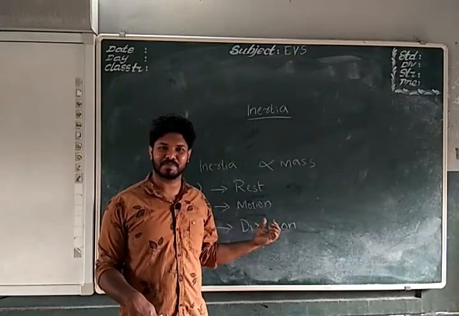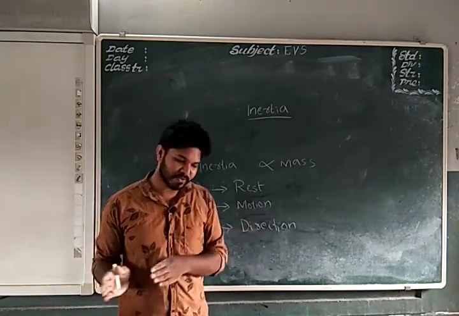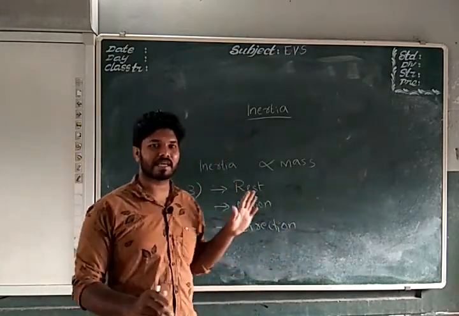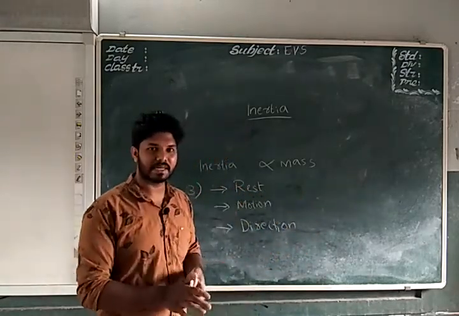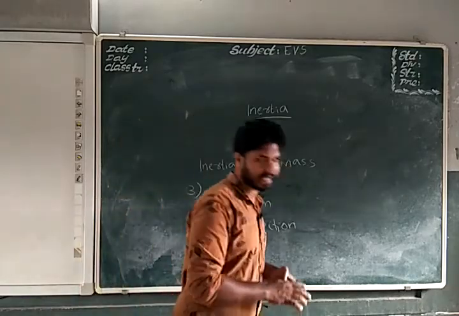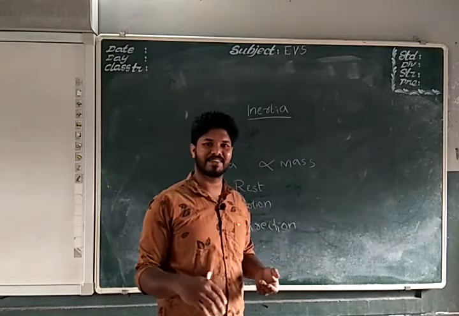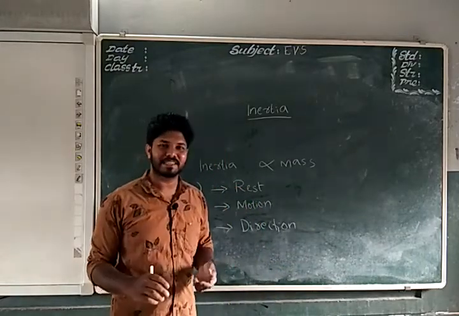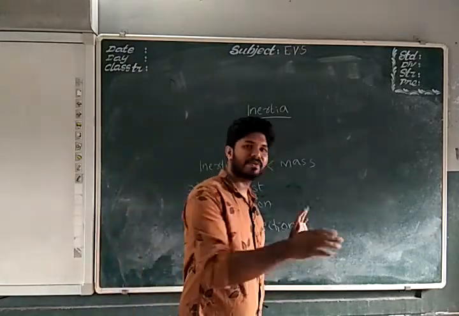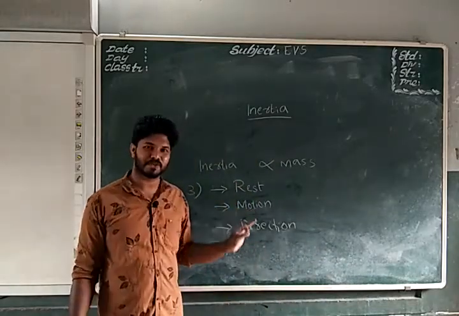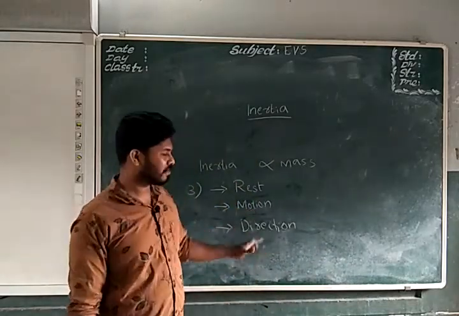Hope you understood. When we are in a moving bus and the driver suddenly applies the brake, we tend to move forward. Even now we want to move forward. That's why we tend to go forward even when the bus stops. So that is the example for inertia of motion. And the last example, inertia of direction.